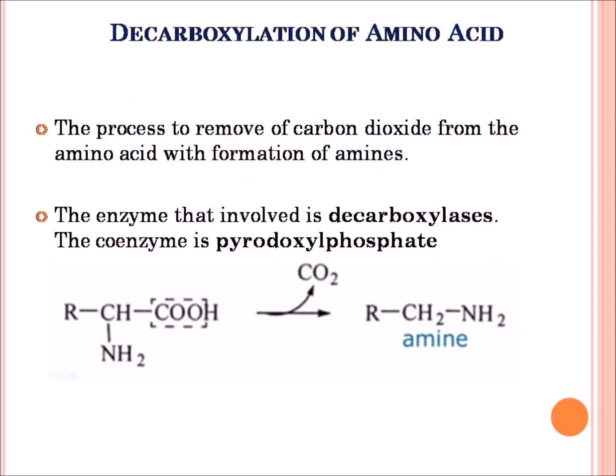The next one is decarboxylation of amino acids, meaning the removal of the carboxyl group from the amino acid as carbon dioxide. So it is the process of removing carbon dioxide from the amino acid with formation of amines. So the product is the amine. The enzyme involved is decarboxylase. The coenzyme is pyridoxal phosphate. So what happens here is one amino acid will convert into the corresponding amine by releasing carbon dioxide, that is, removal of CO2 from the COOH group, and it becomes the amine. So this is called a decarboxylation reaction of amino acids.